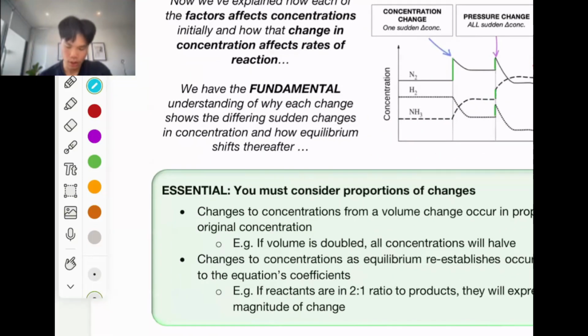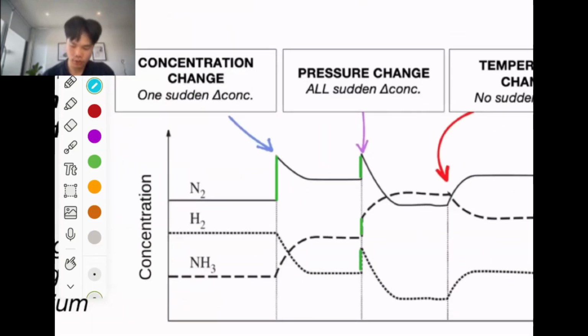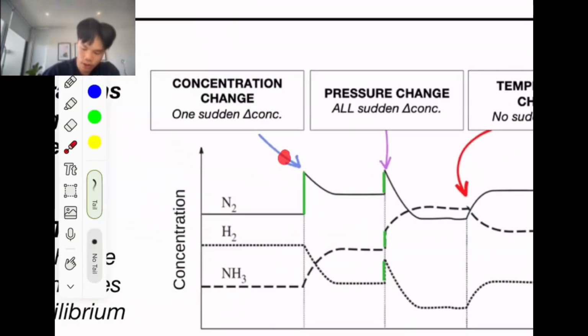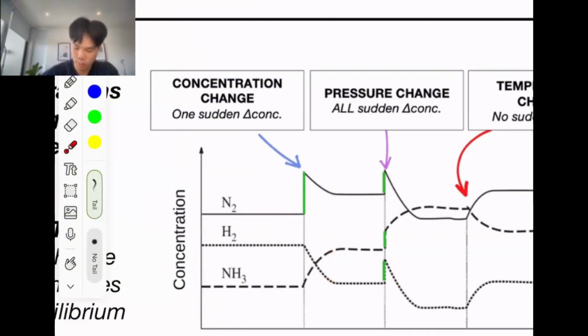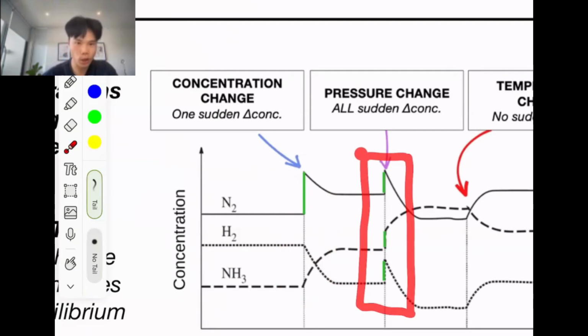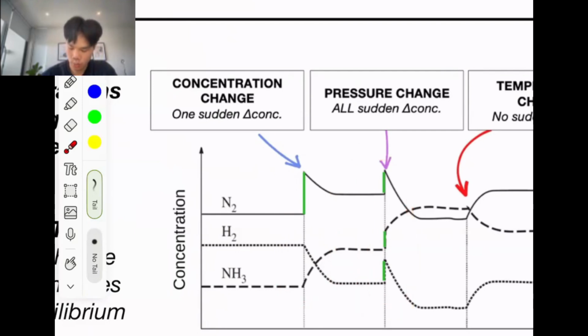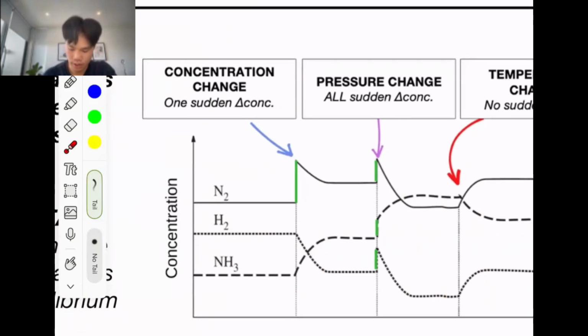When you draw your concentration versus time graphs for any change, you should be able to identify each of the changes very easily. A concentration change has an abrupt change in one concentration. A pressure volume change is an abrupt change in all of the concentrations, whether it's all up or all down. And the temperature change will have no abrupt change in any of the reactants or products. And in all cases, you see a resistance. That tells you there has been some sort of shift.